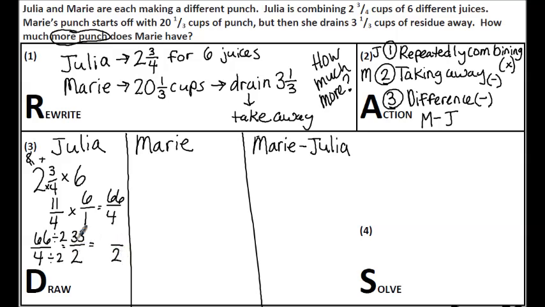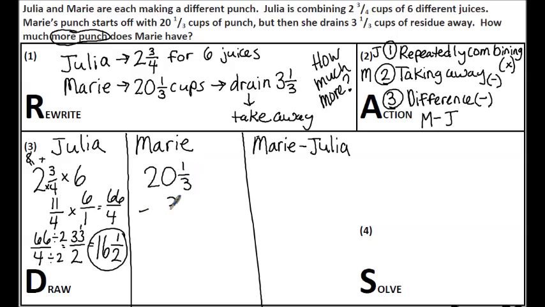And putting it in mixed number form, 2 goes into 3 one time with 1 left over, and then 2 goes into 13 6 times with one other left over. So 2 times 16 is 32, plus one more is 33. So we see that Julia has 16 and a half cups of juice once she combined her juice 6 times.